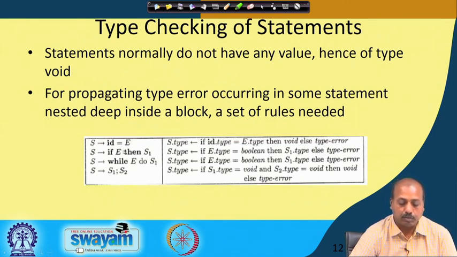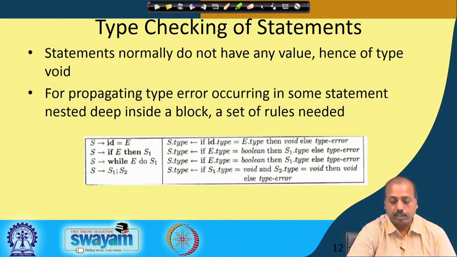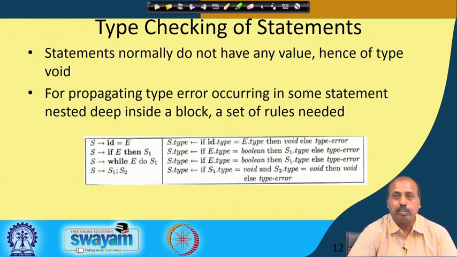So, many programming languages require that this type be Boolean. Some other languages may not require it. For example, in C language E.type need not be Boolean; it may be an integer or real, any other type. But here it is taken as E.type is Boolean. Some other programming languages require that the expression in the if statement be of Boolean type.